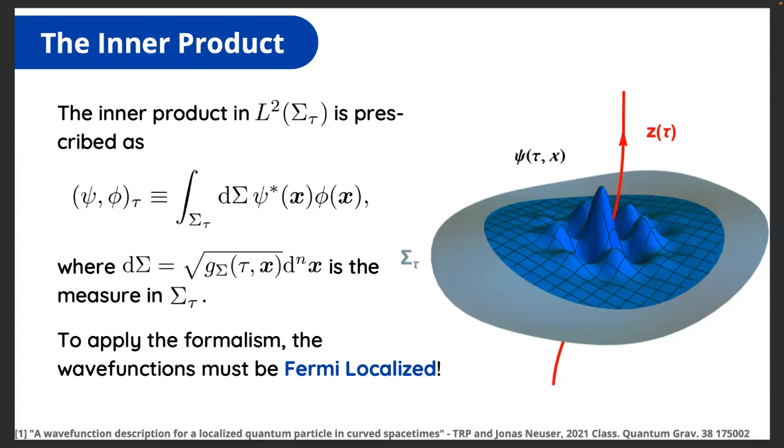Basically, we're assuming that the localization of the system is small enough so that we can approximately describe it around the trajectory in curved spacetimes. We can relax this assumption by just assuming that the wave functions are approximately Fermi localized instead of being exactly Fermi localized. But basically, we're going to assume that it's very localized around the trajectory.